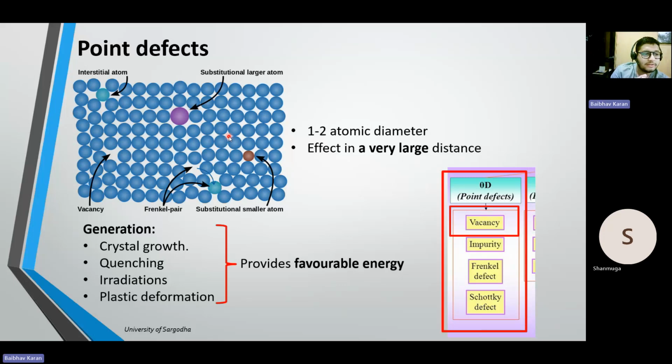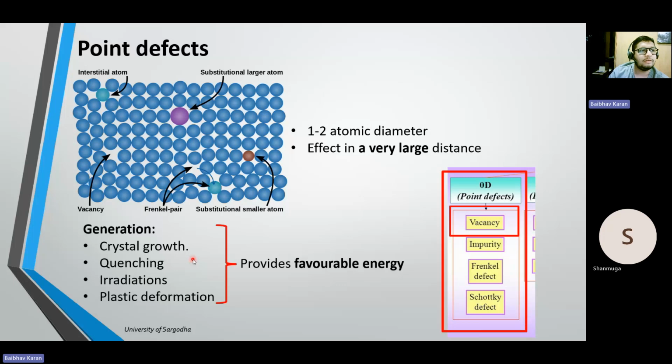As we all know, thermodynamics says that the generation of any defect requires overcoming an energy barrier, that is, the activation energy barrier. So if we overcome this activation energy barrier, then these defects will be formed. The activation energy barrier can be overcome when a favorable energy is available. This favorable energy is provided during crystal growth, during quenching.